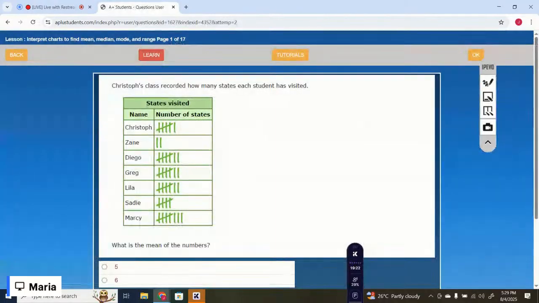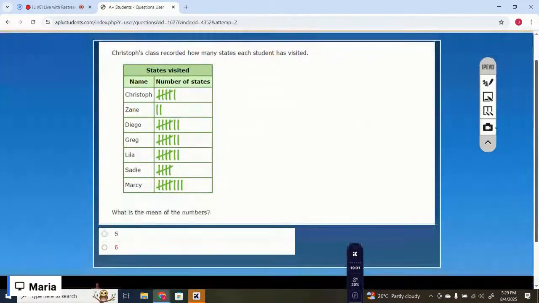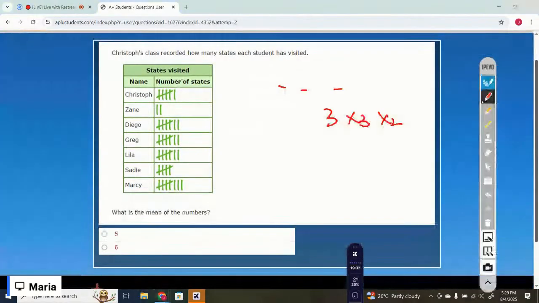Christoph's class recorded how many states each student has visited. What is the mean of the numbers? So let's just calculate the mean. So this is the tally mark. This complete count is 5. 5 plus 1 is 6. 2, 5, 6, 7, 7, 7, 5, and 5, 6, 7, 8.